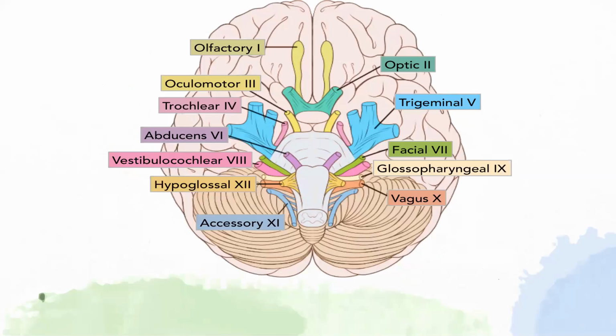The cranial nerves. We have 12 pairs of cranial nerves. You will have separate lectures that will talk about them in more detail, but I will go through them quickly. So we have 12 pairs from the brain: the olfactory, optic, oculomotor, trochlear, trigeminal, abducens, facial, vestibulocochlear, glossopharyngeal, vagus, accessory, and finally the hypoglossal nerve.